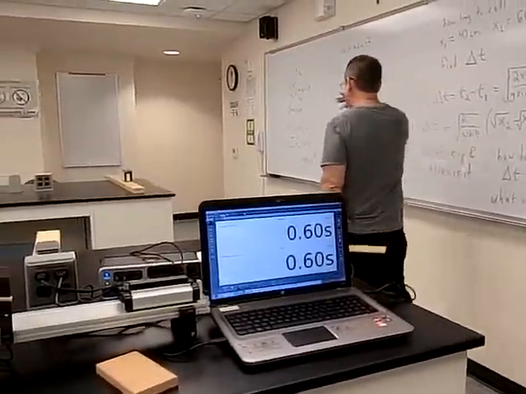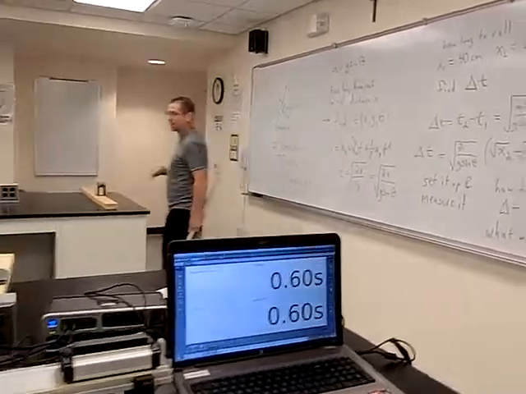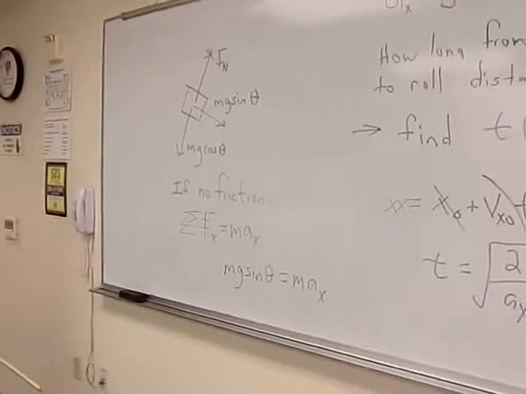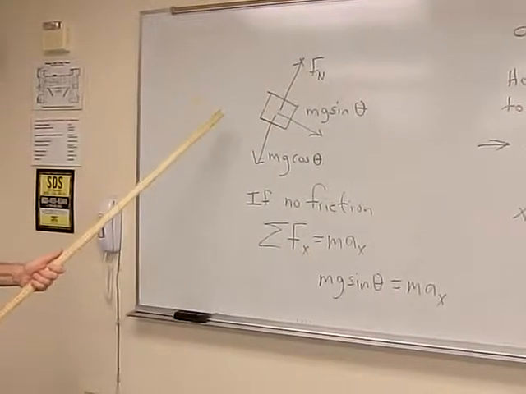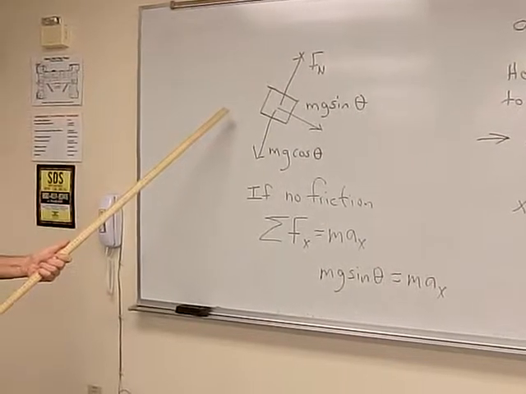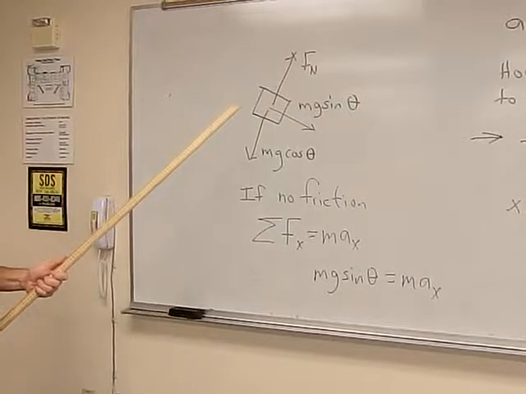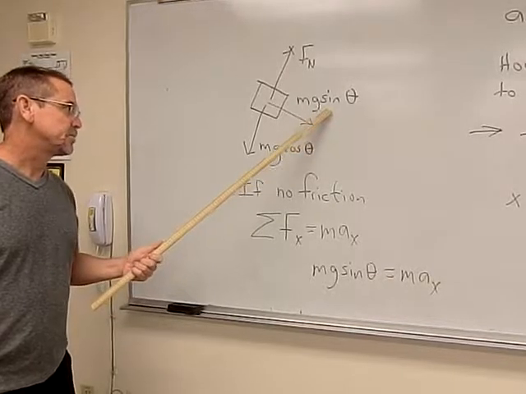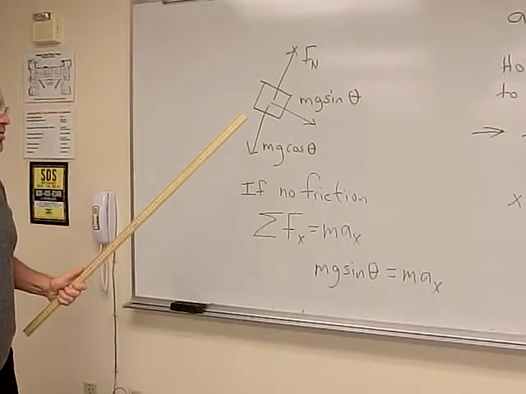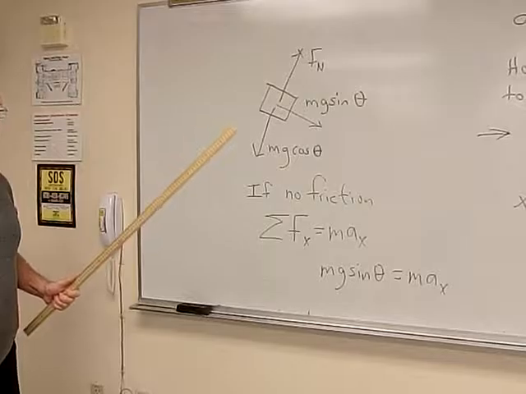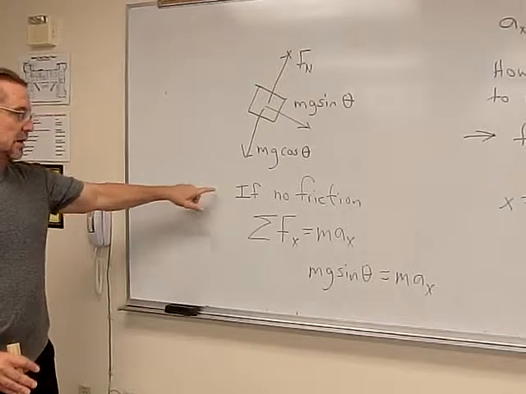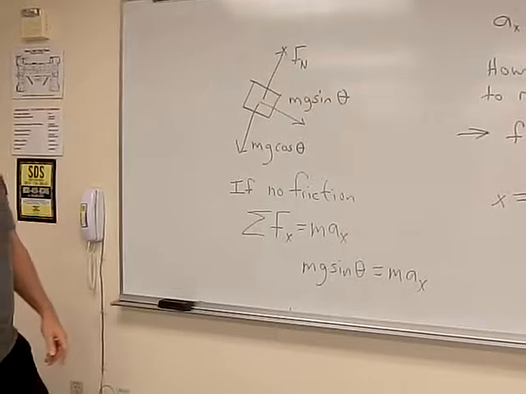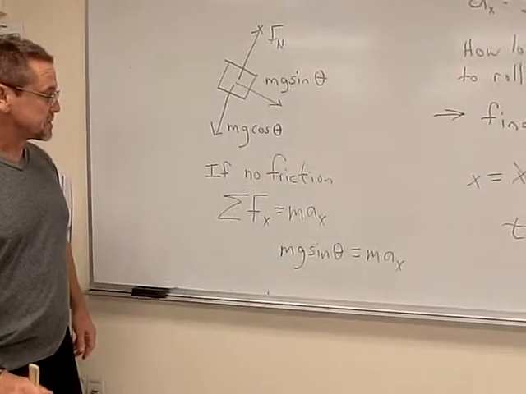All right, so I want to talk a little bit about the theory here, and I've got it written down on the board. Here's the free body diagram for an object on an inclined plane. Gravity down the plane goes like mg sine theta. Gravity into the plane goes like mg cosine theta. And the other force is the normal force. We'll assume there's no friction, and we'll see how good of an assumption that is.